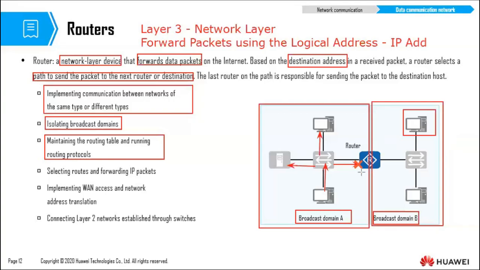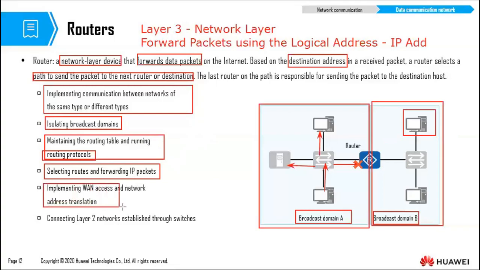Are we together? So in order to generate and learn about those destinations, they use what you call routing protocols. We're going to learn about routing protocols, specifically OSPF. Then selecting routes and forwarding IP packets. Sometimes you might have more than one path to the destination. This router is connected to two routers. So which one do I send this packet to if it's going in that direction? So it's able to select the optimal route. We're going to learn that when we learn about routing.